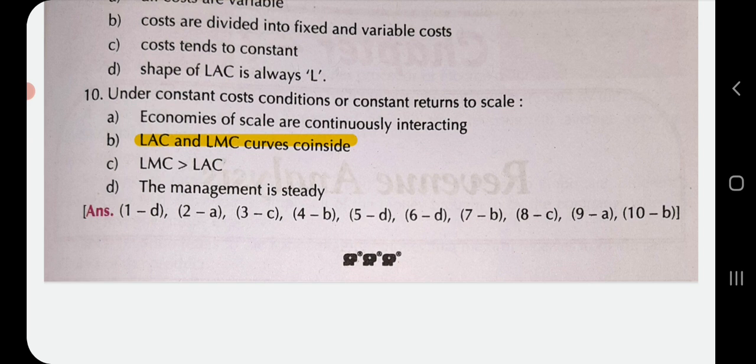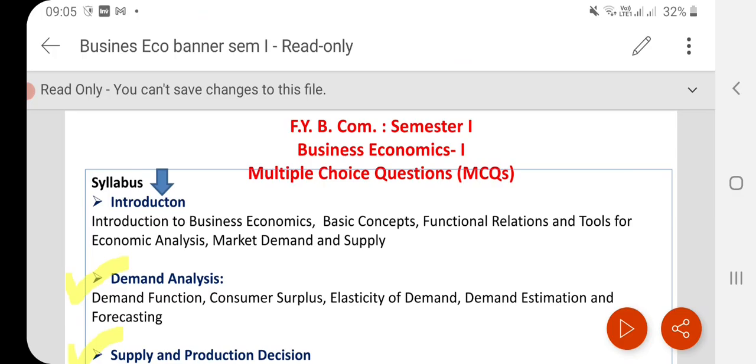Then last question, the under constant cost condition or constant return to scale dash dash, and the correct answer is long run average cost and long run marginal cost curve coincide. It means the long run marginal cost curve cuts long run average cost curve from below side, so at that point मतलब यहाँ पे क्या होता है, there will be a condition of constant cost or constant return to scale.